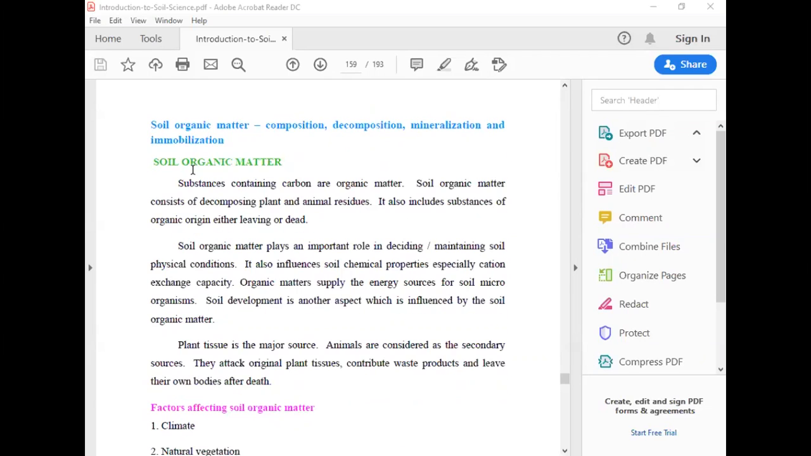Okay. What do you mean by soil organic matter? The organic matter which is a component of soil, which contributes to 5% of the components of soil. It is a very important part, as you very well know.